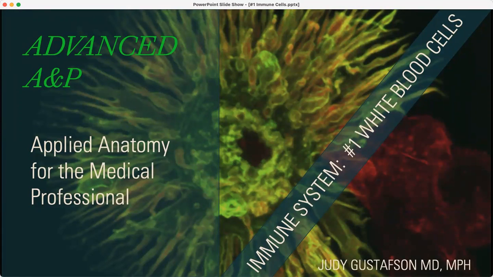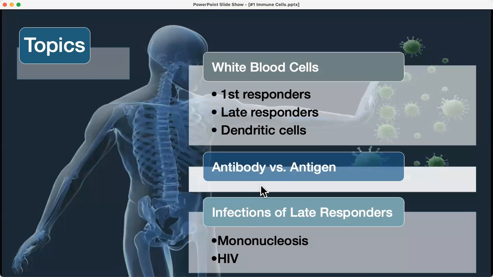Well, welcome. Today we're starting the immune system. Just going to do an overview of white blood cells. We're going to talk about the white blood cells. I'm going to divide them up into first responders, the late responders, and the dendritic cells. We're going to learn about an antibody versus an antigen, how to remember that, and the infections of those late responders, which include the examples of mononucleosis and HIV.